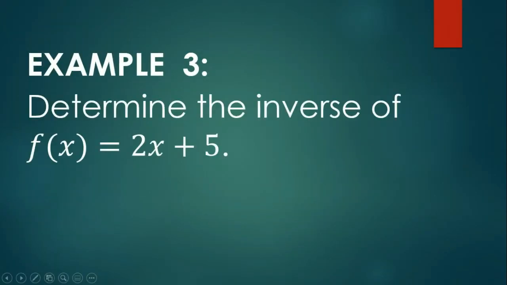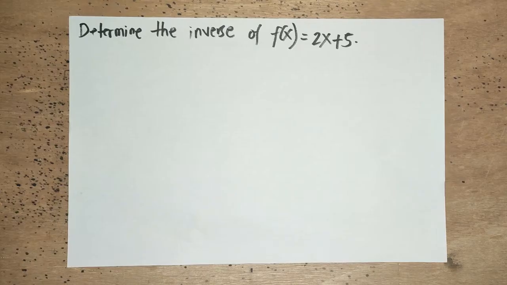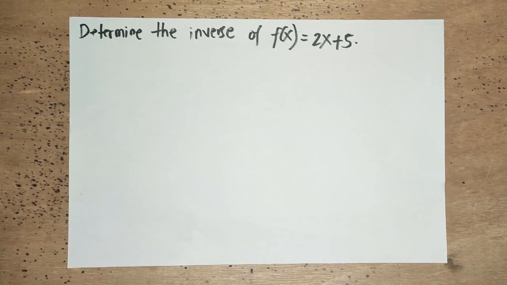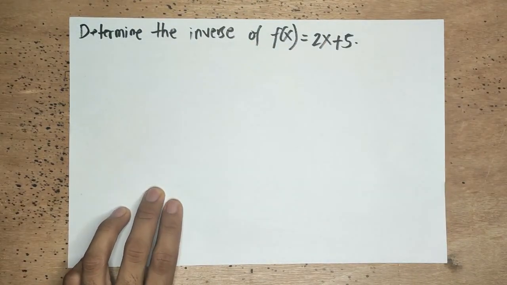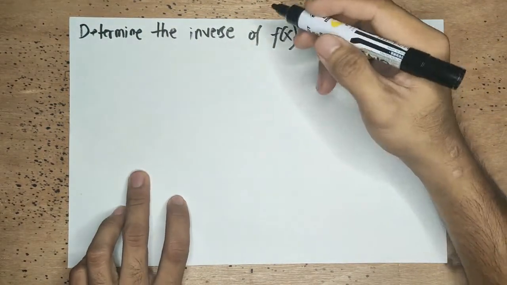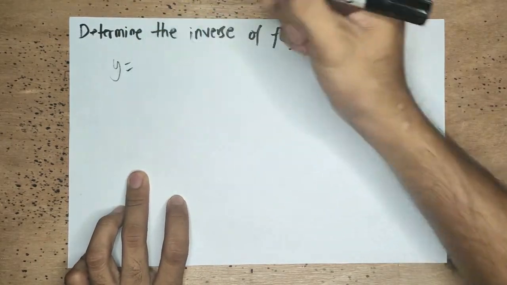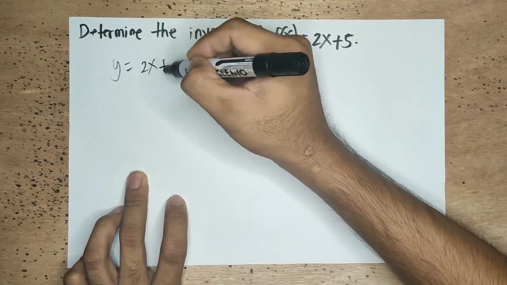Example number 3, we determine the inverse of f of x is equal to 2x plus 5. So for the solution, watch this video. So in this example, we determine the inverse of the function f of x is equal to 2x plus 5. So what is the first step? We replace f of x using y. We have y is equal to 2x plus 5.